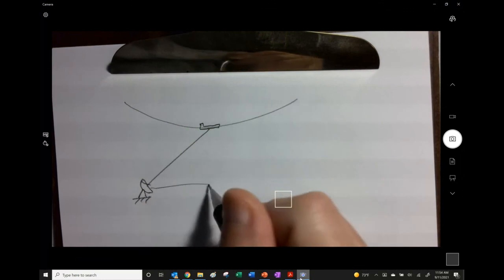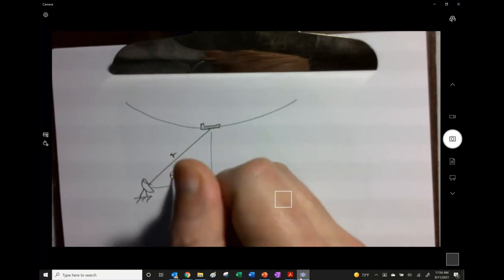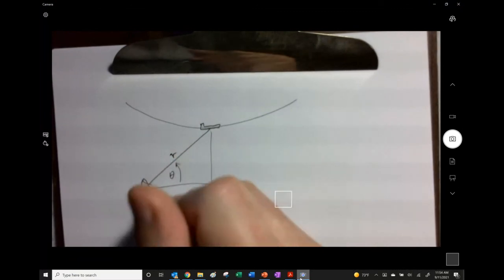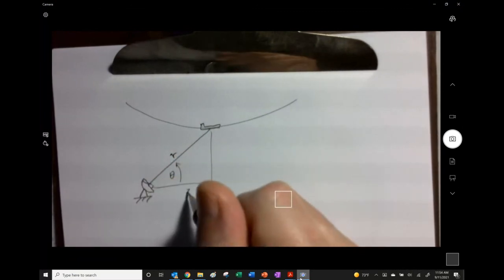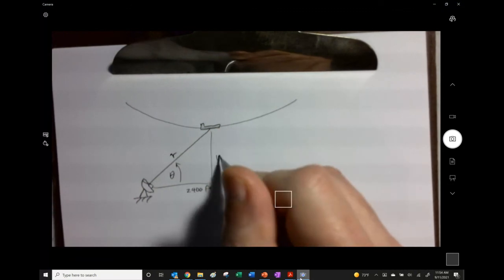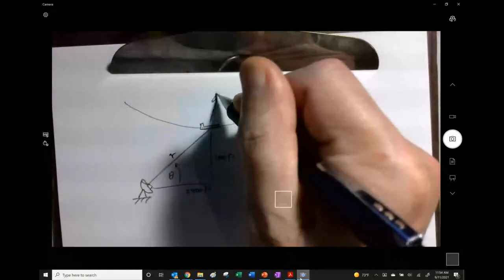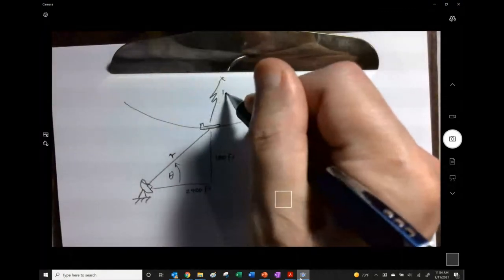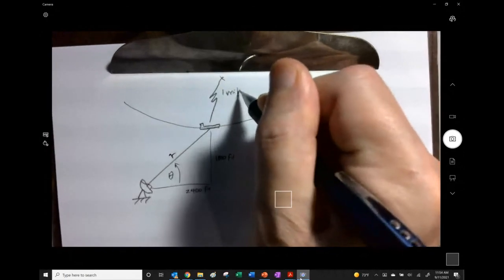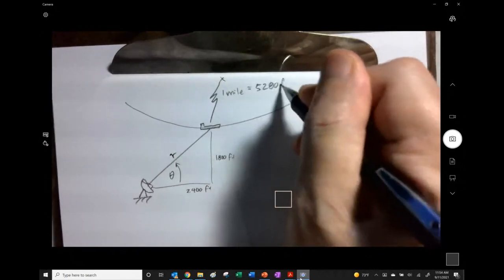And let's see. We know this is r and this is theta. So this is how theta is being measured right there. And this was 2,400 feet, and this is 1,800 feet. That's pretty low, actually, right? And I guess this is for an airplane. Yeah, I think so. 1 mile, which we know is 5,280 feet.